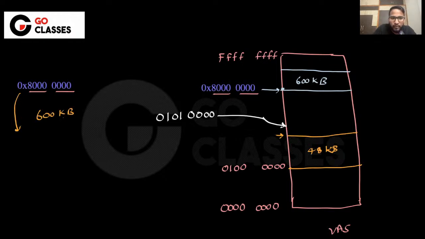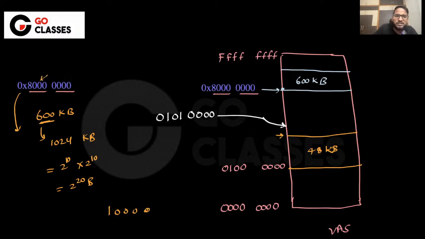I think this is 2 power 10. This is 600. Let me just approximate it as 1024 kilobytes, okay? Which is 2 power 10 into 2 power 10 bytes, which is 2 power 20 bytes, right? If you add 2 power 20, which means 1 followed by 20 zeros, these are the 20 zeros, 16 and 20. I think you need to add one somewhere here, right? I'm just approximating actually. You just need to add one somewhere here.